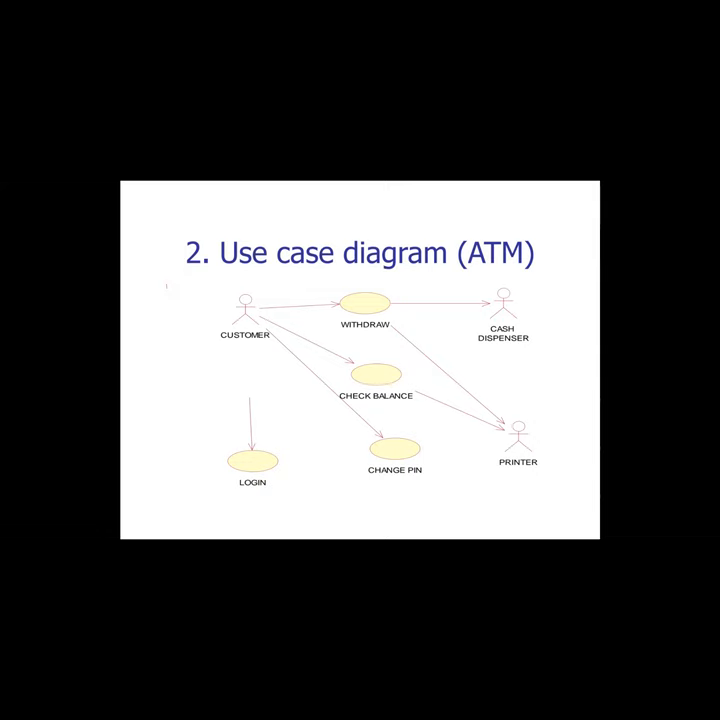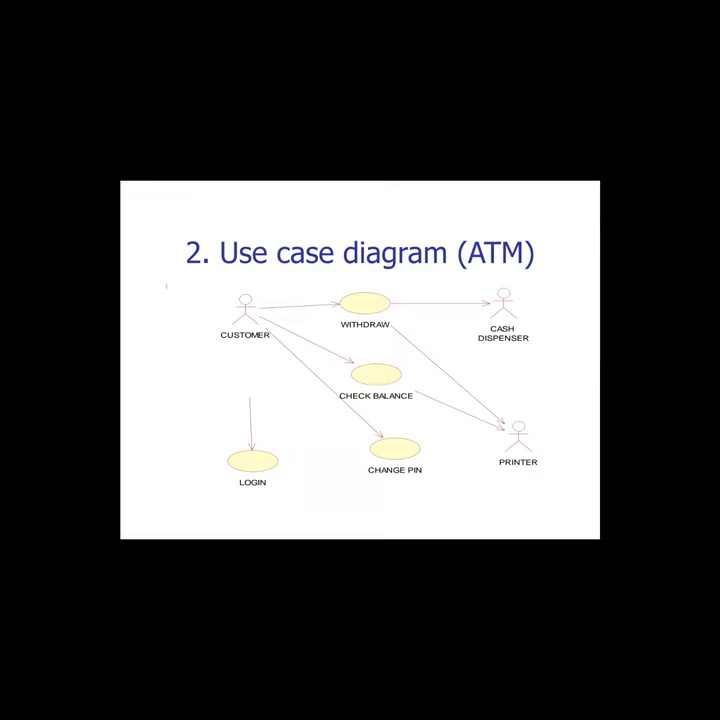And what are the functions the system is performing? It allows you to log into the system. We can withdraw the money from the system: the withdraw process, check balance process, change the PIN number process. So these are the processes. The processes or functions are represented within an oval symbol. Say the withdraw function is accessed by the customer. So the customer is accessing the withdraw function.